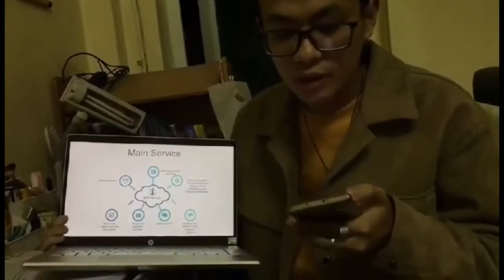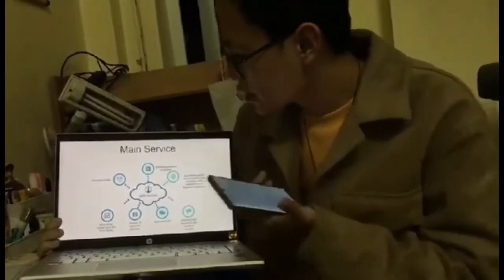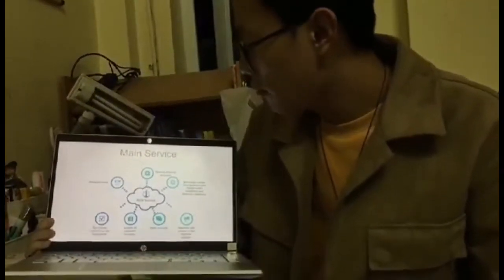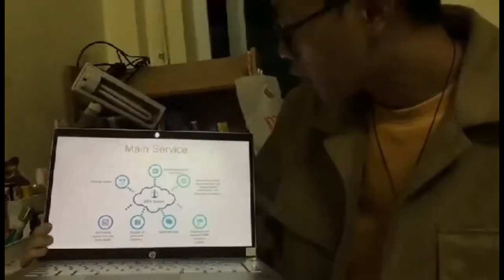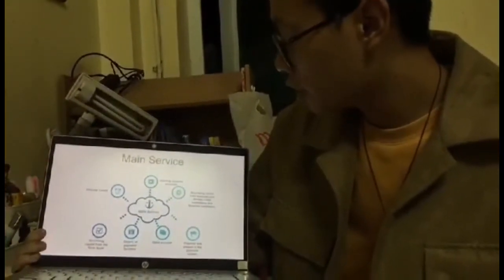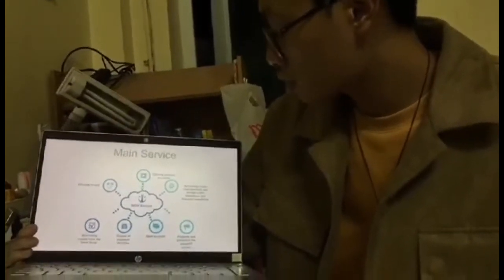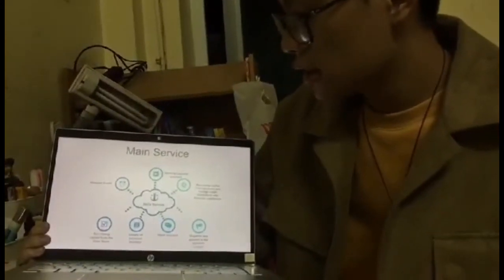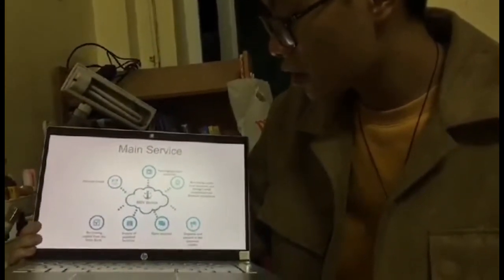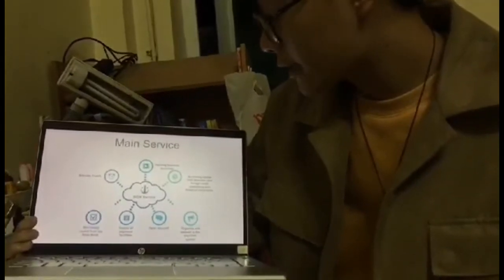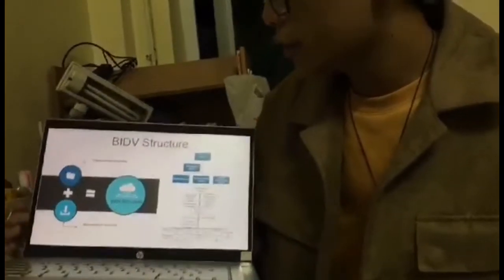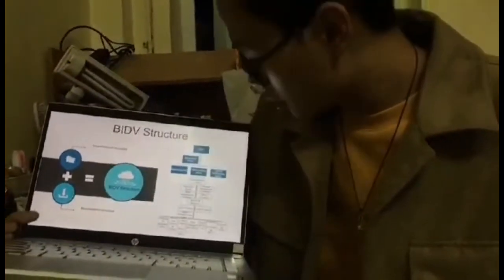And now we start with the overview of BIDV. We have main services. BIDV has 7 main services. First is allocating credit. Second is opening payment accounts, borrowing capital from domestic and foreign credit institutions and financial institutions, borrowing capital from the state bank, supply of payment facilities, opening accounts, and finally organizing and participating in the payment system.